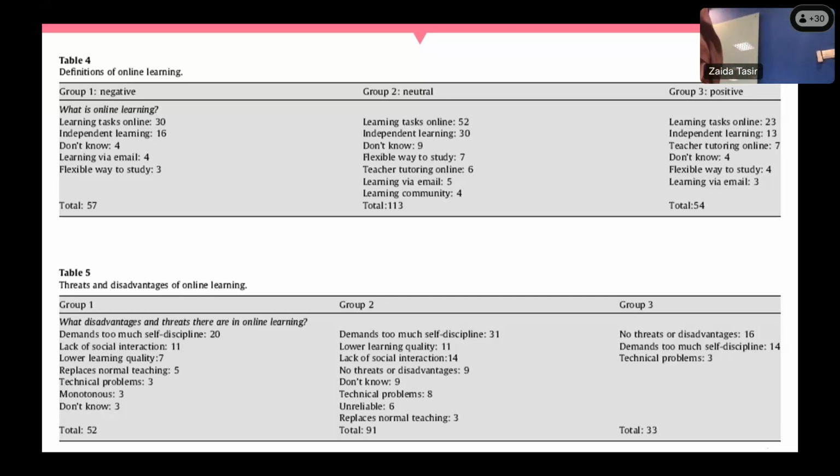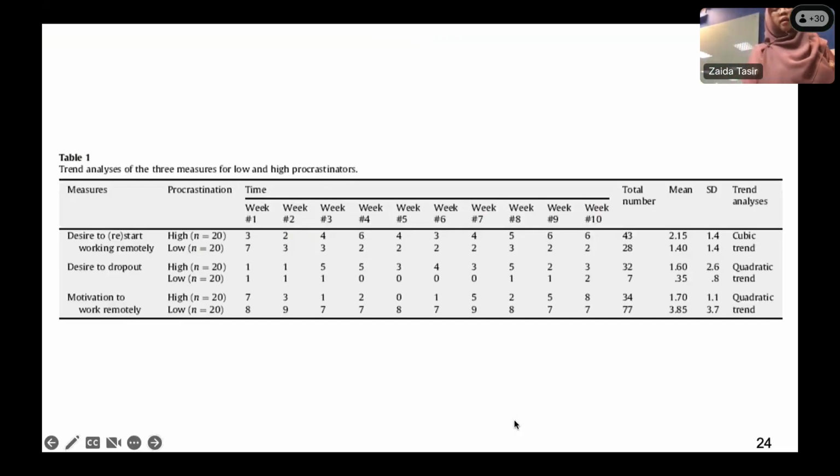And this is where you can see here on the negative, you can see the frequency, 30 of the respondents saying that the learning task online is something negative, something negative about independent learning, and so on. Okay, this is how it represents it. This is another way to represent it.